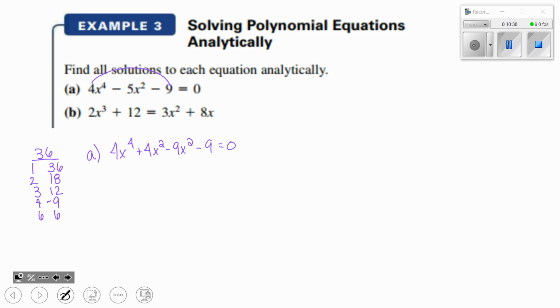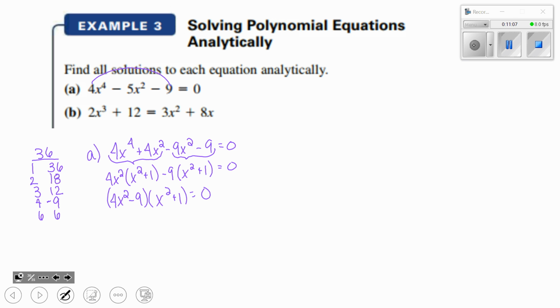Now if I factor these by grouping, I'm going to group these first two terms. They have a 4x squared in common, and that's going to leave me with an x squared plus 1. Then if I group these other two terms together, they have a minus 9 in common, and when I pull the minus 9 out, I'm left with x squared plus 1 again. So now writing these as the two factors, 4x squared minus 9 and x squared plus 1.